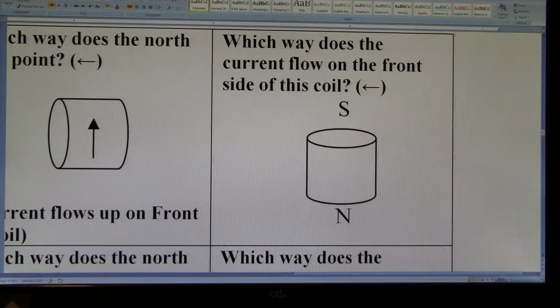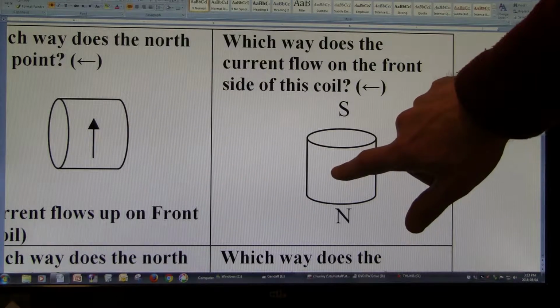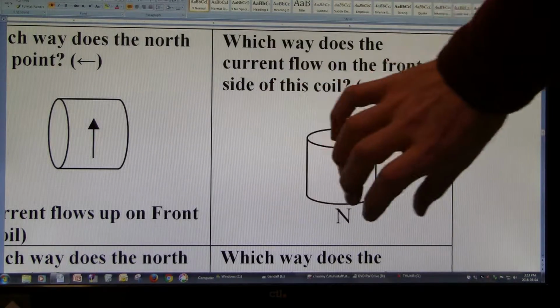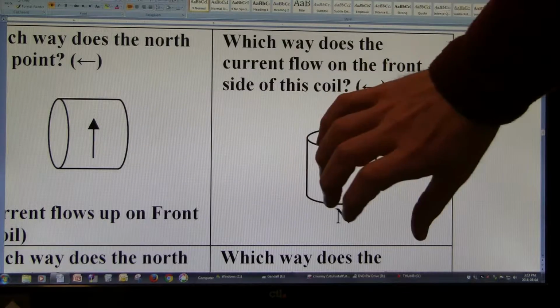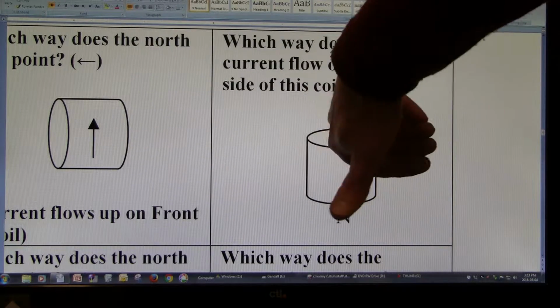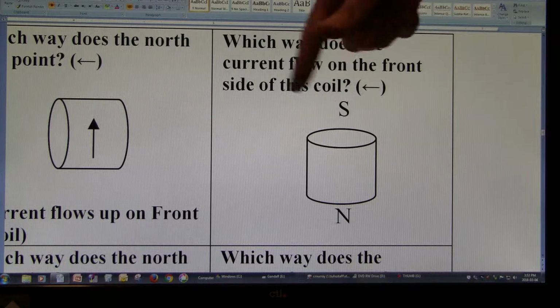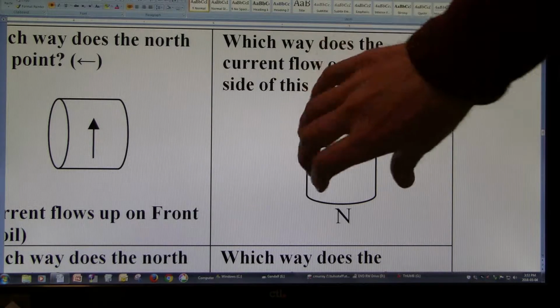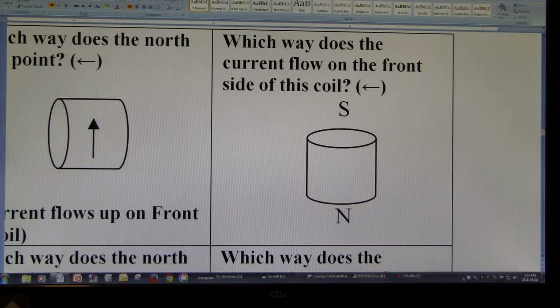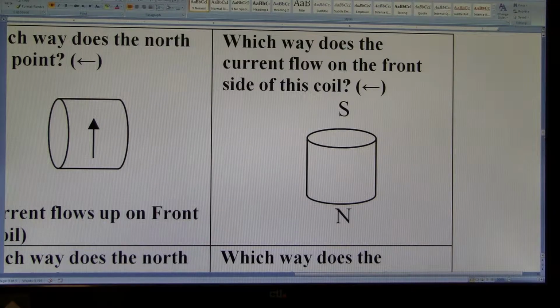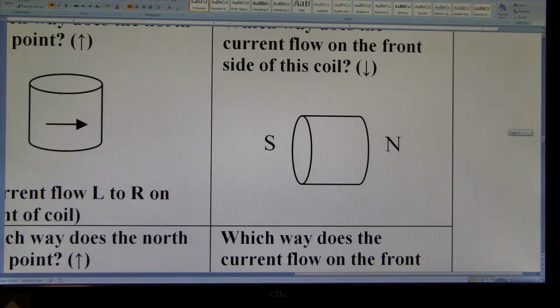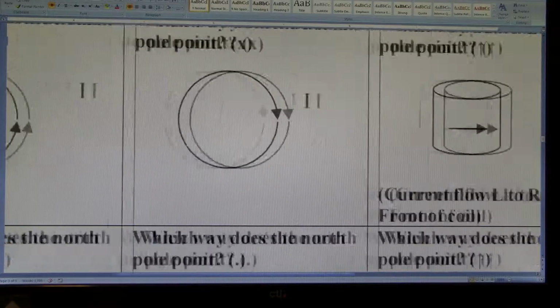And then to make the North Pole on the bottom side, what we have to do is make the current flow to the left on the front of the coil. Okay? It's flowing, as seen from the top, clockwise, right? And the North Pole is down. Okay. Let's do the next one.